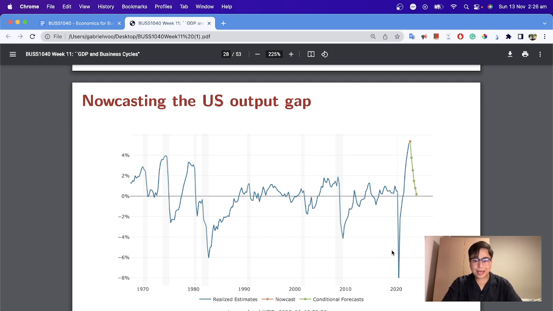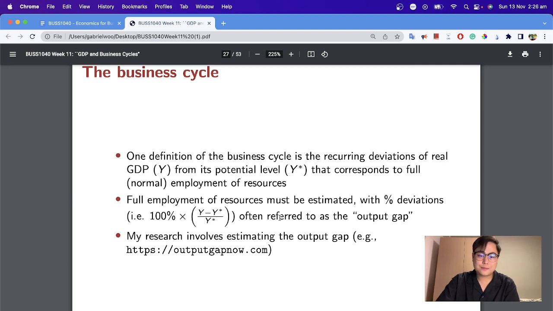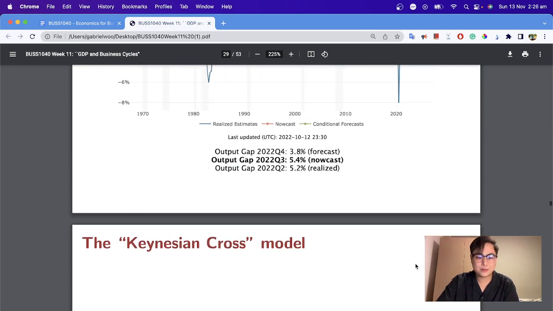So there was quite a big output gap between the actual GDP and the potential or the real GDP in 2020 during the COVID pandemic, and then there's quite a big overswing, also overcorrection, where real GDP is less than the potential level, and now we're actually seeing that come down.